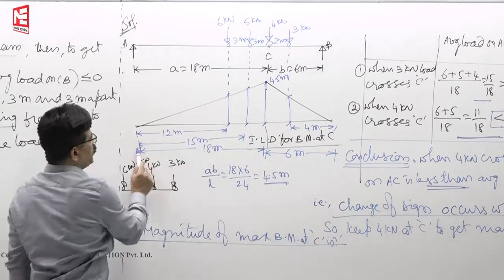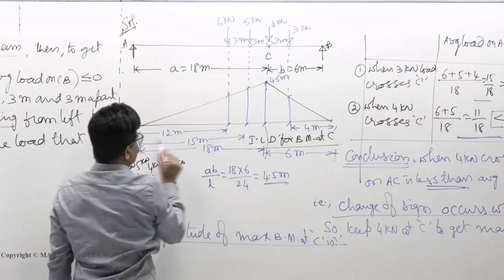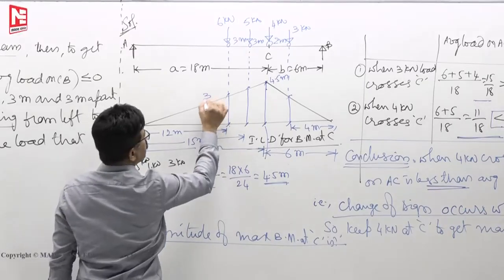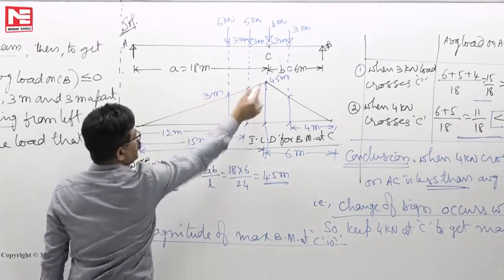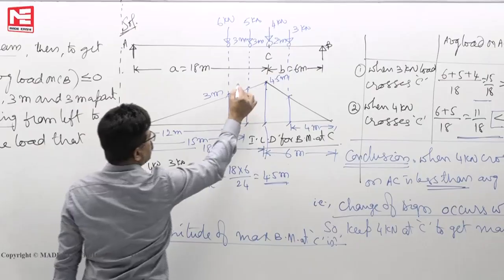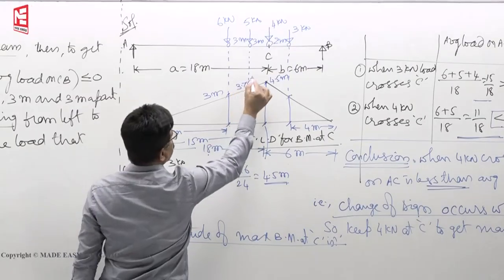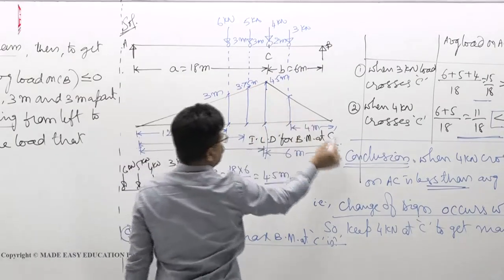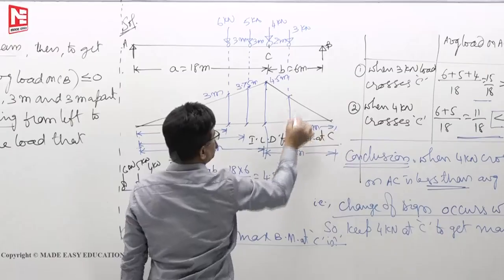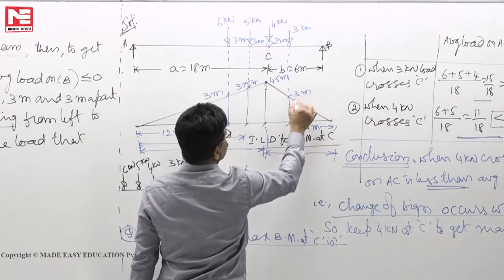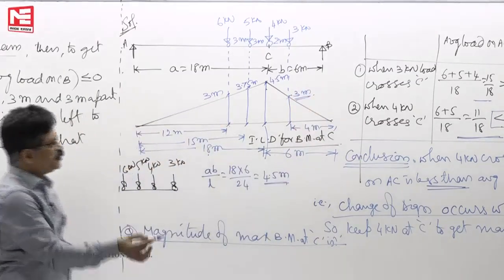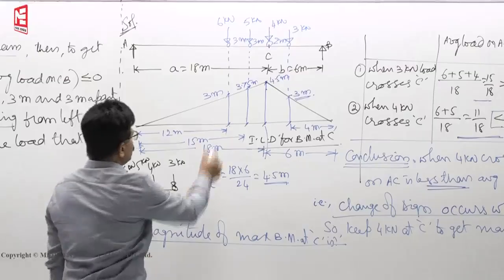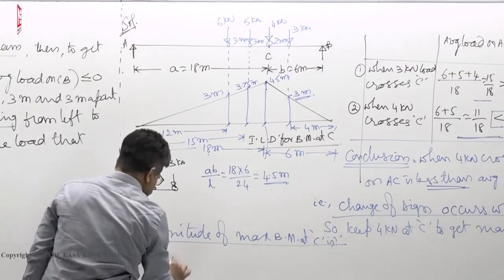Now, for a length of 18 meters, 4.5. For a length of 12 meters, 3 meters. 12 by 18 into 4.5. And similarly here 3.75 meters. And here for 6 meters, 4.5; for 4 meters, 3 meters, you will get. Simple linear interpolation.